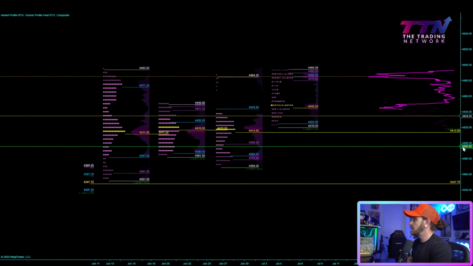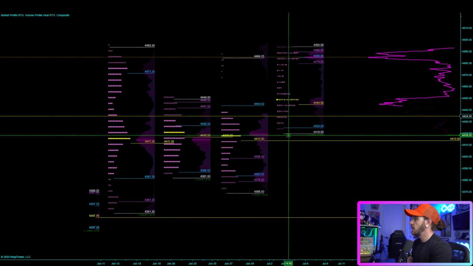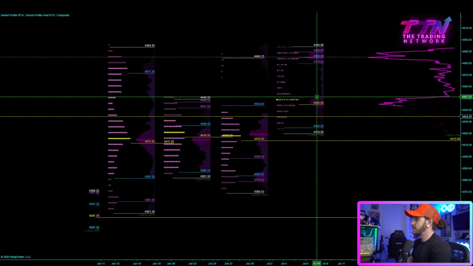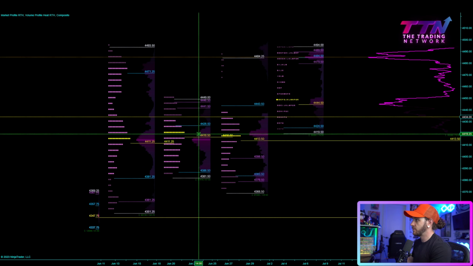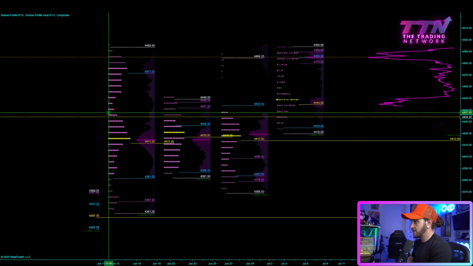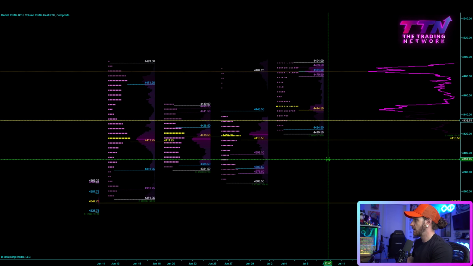So ES weekly profile, very, very similar, very balanced. Basically on ES, we're within value from last week, the week before. We're just above value from the week of June 19th, and we're also in value from the week of June 12th. So once again, just being patient is going to be very important because we are extremely balanced, both on a session and weekly profile perspective, which means that we are ranging until something changes. So keep that in mind.